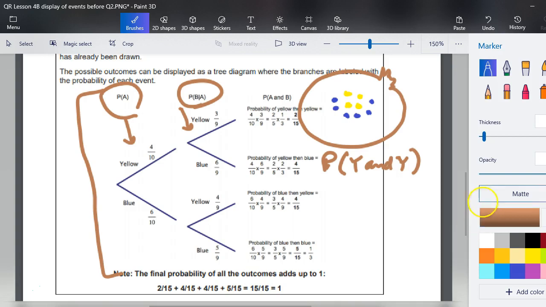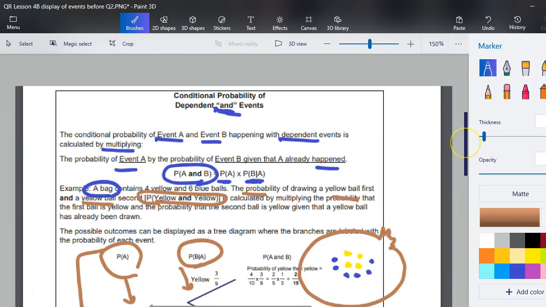Up here it says the probability of drawing yellow and yellow is going to be the probability that you draw yellow the first time, and then the probability that the next time you draw another yellow, given that you drew a yellow the first time. This is so much easier than what I'm saying.